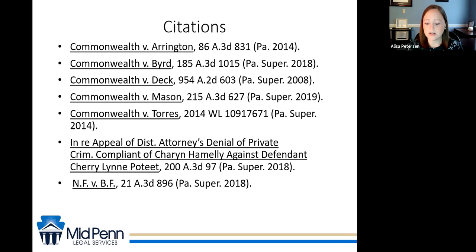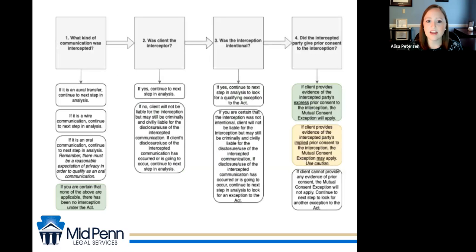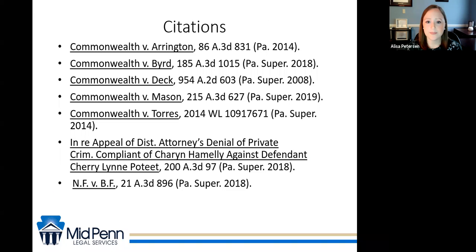One last thing from me. There is a quick graph there. I tried to create it to sum up all the information for practice purposes. It discusses both exceptions and when they would apply. This will be available on the slides and also in my paper if you feel the need to look at that.